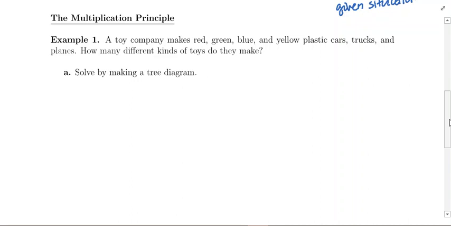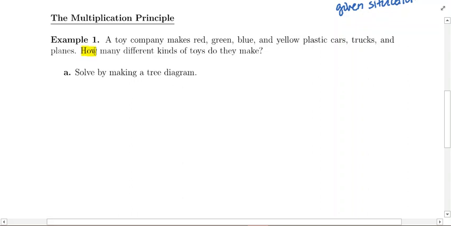So in example 1, it says a toy company makes red, green, blue, and yellow plastic cars, trucks, and planes. How many different kinds of toys do they make? So in part A, it says to solve this by making a tree diagram. Again, read through the question, make sure you understand what's being asked here and what the toy company is making. Focus here on the question.